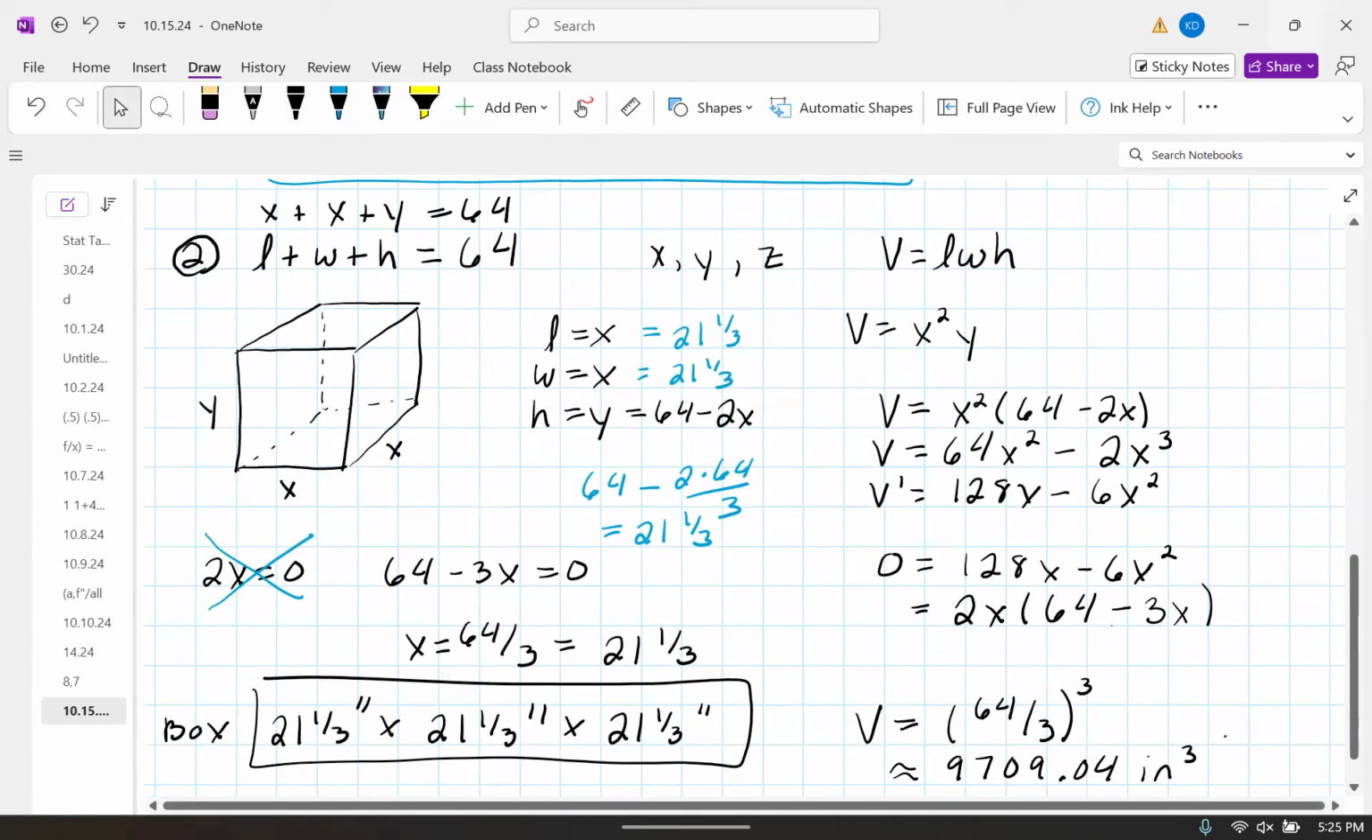Oh, I can fit the whole thing on one screen. I'm so proud. So I get 9,700 and change as my max volume. So yeah, 2 feet, 18 inches, so there-ish. It's a pretty big box.